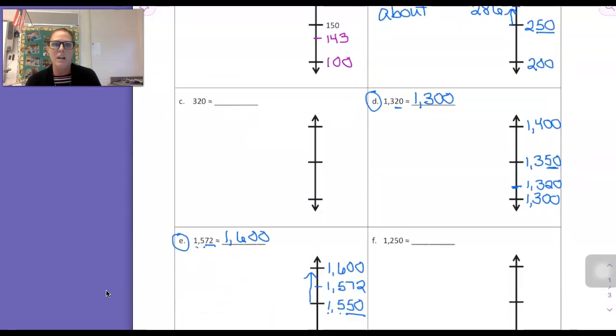Let's look at letter C, 320. The 100 before that is 300. The 100 after that is 400. The midpoint is 350. Whenever we're talking about hundreds, the midpoint is always 50. And 320 in our counting comes before 350, so we're going to write it right there. And 320 is about 300. Again, we round down to the nearest 100 because it's not at the midway point yet.